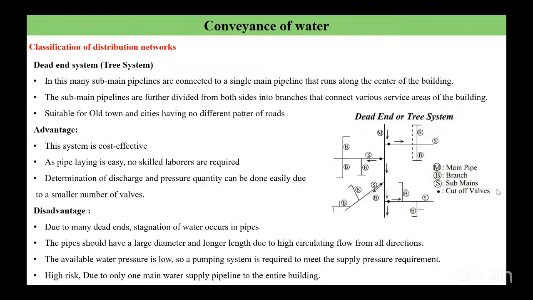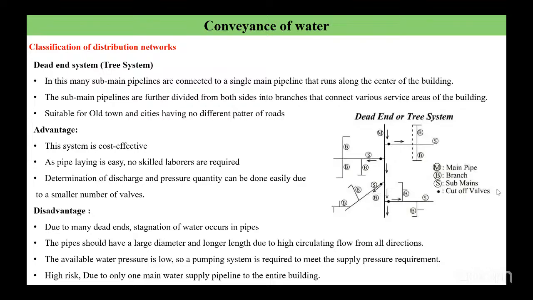And the available water pressure is always low. So a pumping system is required to meet the supply pressure requirement. As there are more dead ends, the water distribution is very low, since there is no pressure at all. So this is another disadvantage, and it is of high risk, since there is not only one main water supply pipeline to the entire building.